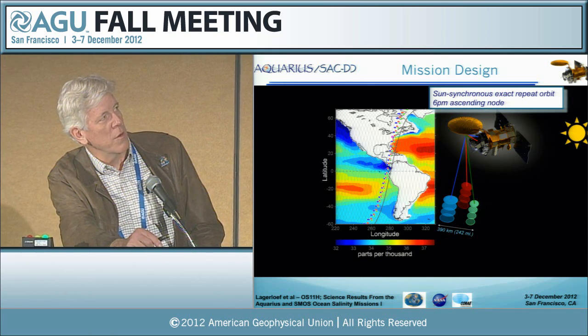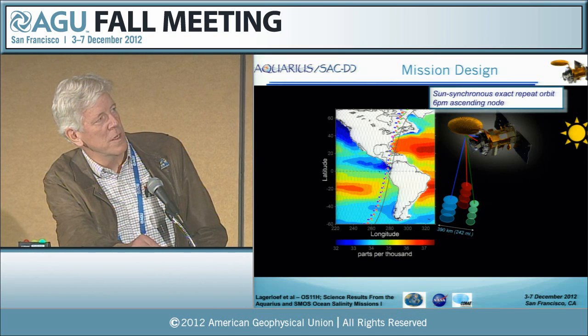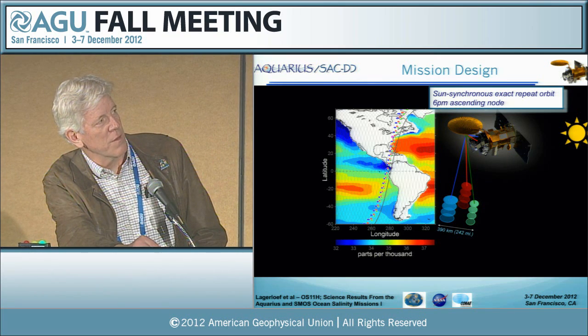This is what it would look like over the Pacific Ocean. What the scale of the swath is relative to the ocean and the land, and you can see the track lines of the orbit here.